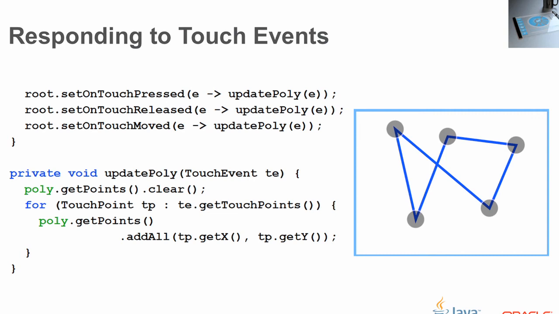So the code for update poly takes the touch event and then gets the points from that event. It gets the touch points for that event. But before that, it clears the points in the polygon. Iterating over the touch points in the event, it then adds each one of those points to the polygon. And that's why we get the behavior in just a few lines of code to be able to track and to show a polygon that connects all of the points that we're touching.